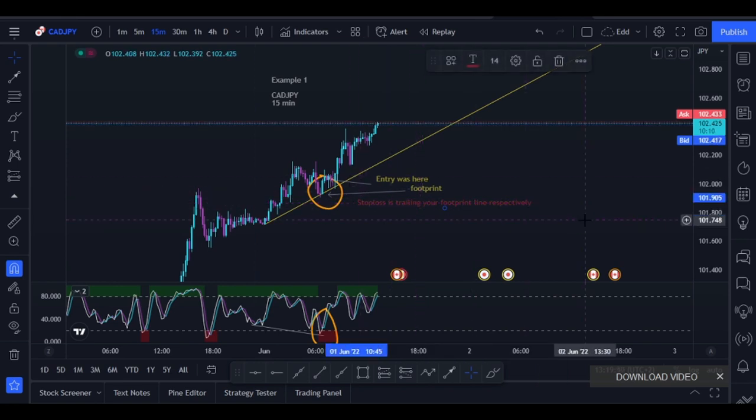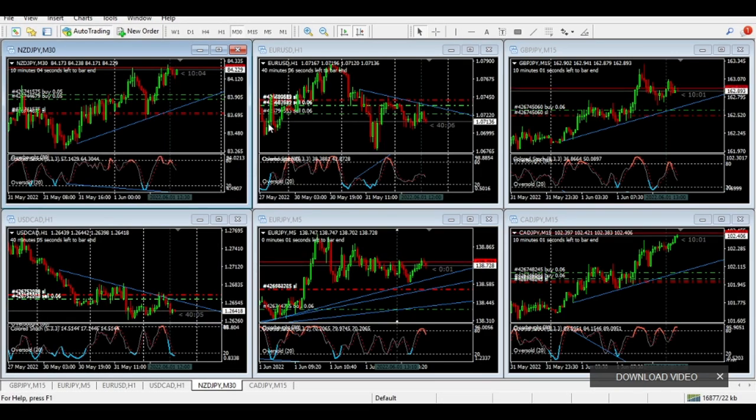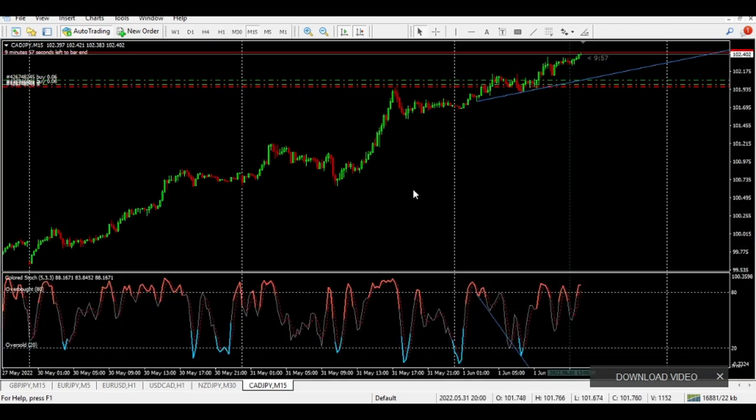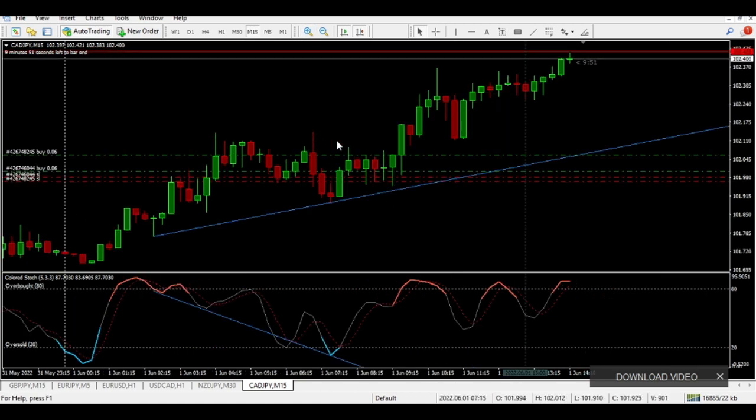Okay, let me show you on the chart when I executed this trade on the CADJPY. I took it here on the 15-minute chart. Let me just zoom in a little bit. This is where I executed that buy order in the morning, and it's running in profit right now. As you can see, it's running in profit.